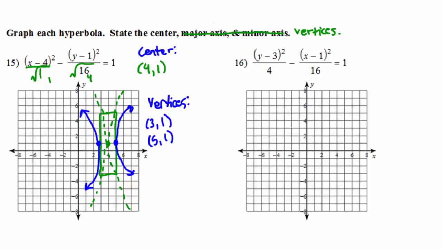Now let's do the same thing for 16. So this time our center, we have to pay attention. Our X value is 1 and our Y value is 3 because they're switched around. Okay, this is telling me my X value, this is telling me my Y value. I'm going to have to square root these numbers on bottom, get 2 and 4. So my center is at 1, 3. I'm going to go left and right 4 because that's what's underneath X. And then up and down 2 because that's what's underneath Y. And I'm going to draw myself a box.